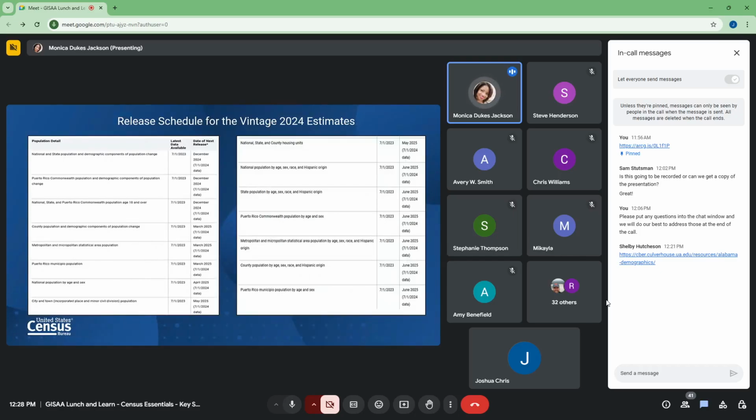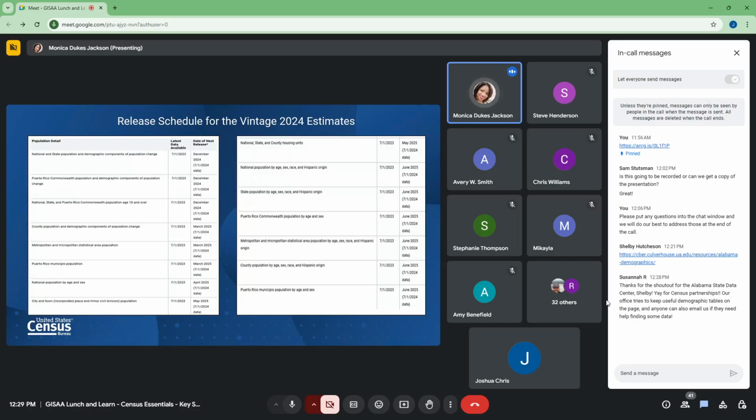Okay, so there's a schedule release for the most recent, remember I mentioned vintage 2024 estimates. So these two tables here are showing what's available. The latest population estimates that are available right now are from July 1st, 2023, for the national and state population and demographic components of population change. And our next release will actually be December 2024, which will have the vintage date of 7/1/2024 data. Again, these estimates are released on a flow basis throughout the year. And that's what these tables are showing, beginning with the national and state total estimates in December and ending with the release of population estimates for the nation, states, and counties by demographic characteristics during the following summer.